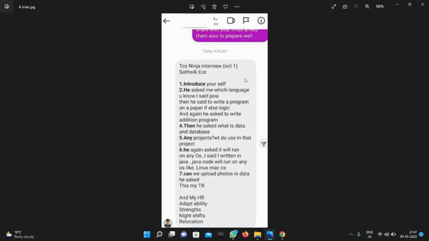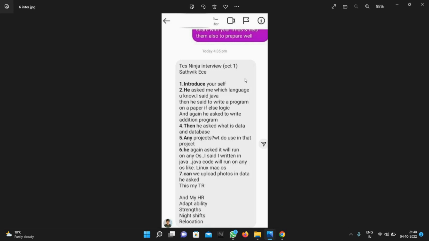After that, he asked what is data in a database. This question is from DBMS. Then any project, what do you use in that project? The interviewer will ask about the project which you mentioned in the resume. He again asked if it will run on any operating system. I said I wrote it in Java, and Java code will run on any OS like Linux, Mac OS, etc. Then he asked, can we upload photos in the database?